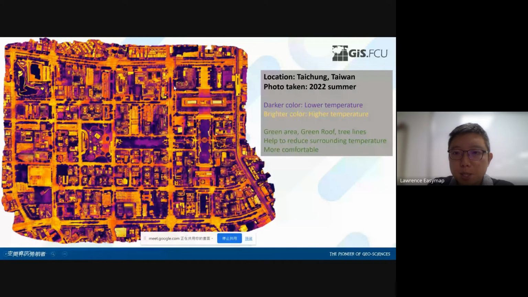So in this picture, we can see the green area, green roof, tree lines. You can see some tree lines in between the concrete road to help reduce the surrounding temperature and to make it more comfortable.